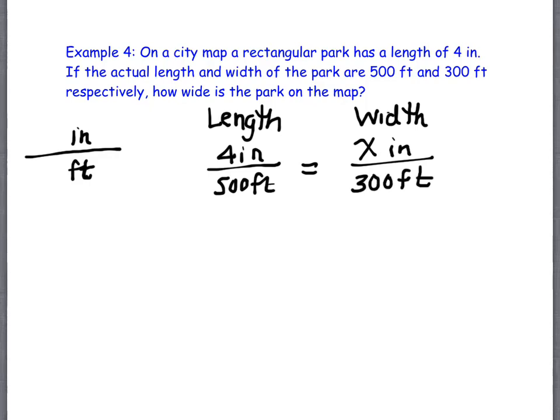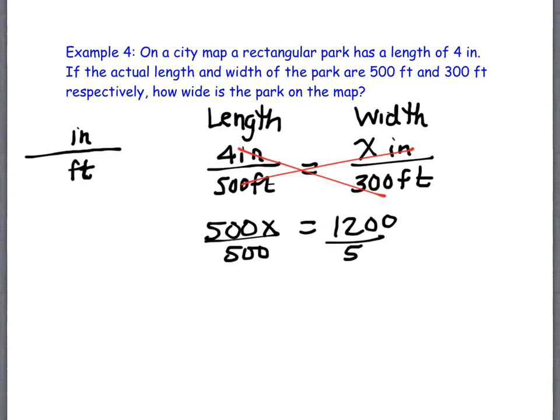And then what? You can cross multiply. So one way I get 500X. What's the other one? 1,200. And then I would divide by 500. What does X equal? 2.4. So it'd be 2.4 inches. Very good.